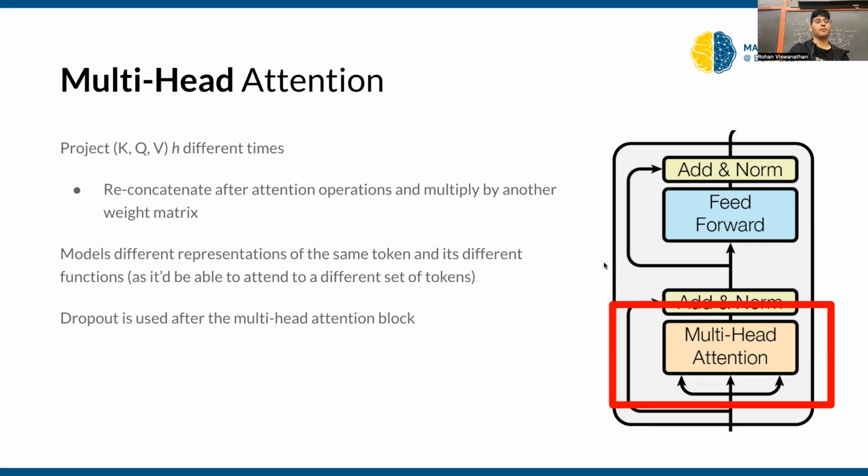Yeah, so like I was talking about before, in multi-head attention, we're projecting each key, Q, and V that corresponds to a token H times. So essentially you have an H depth that is then reconcatenated after your attention operations, then multiplied by another weight matrix. This models different representations of the same tokens as well as its different functions, right? Because you now have an H depth you can consider to the matrix multiplication that you're doing, you're able to consider a lot of different representations of your data.